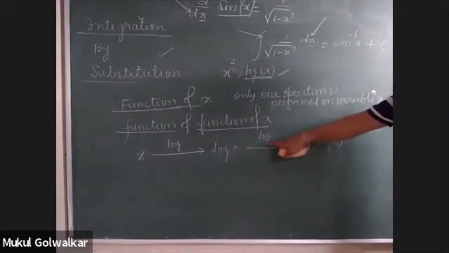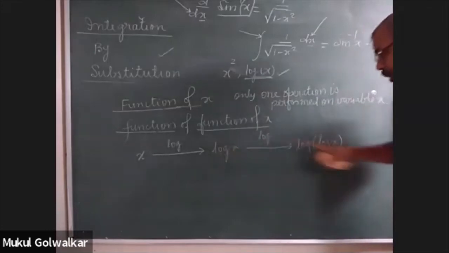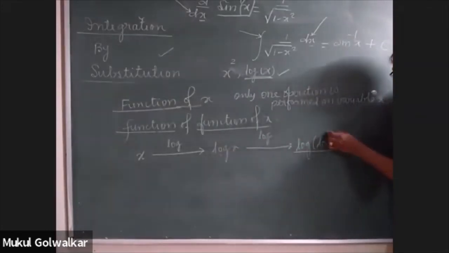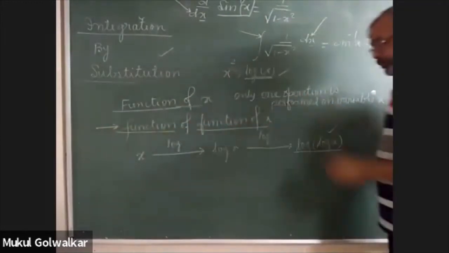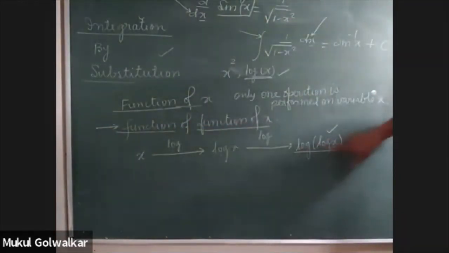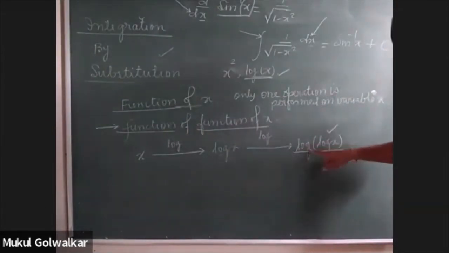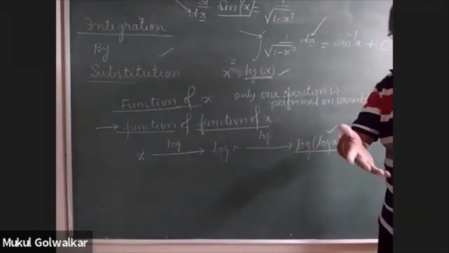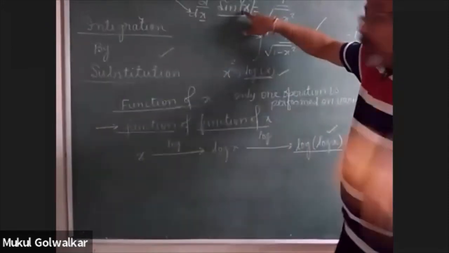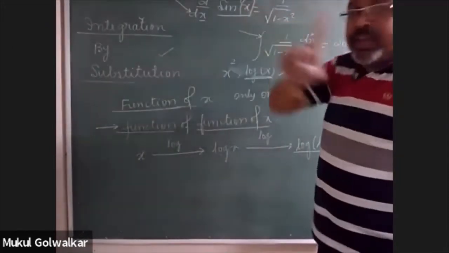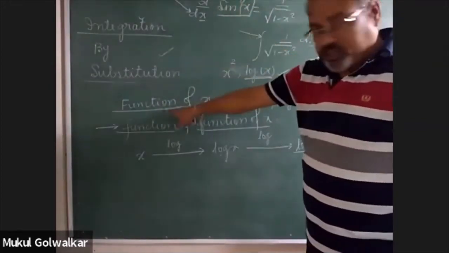Output will be log of input. Input is log x. So log of log x. So this type of functions what we are getting, those functions are called functions of function. There is a difference. Here number of variables is only one, but number of operations performed on that variable are more than one. Likewise, this function sine inverse of x, variable was one and exactly one operation was performed on that. Okay, so it is called function of x.